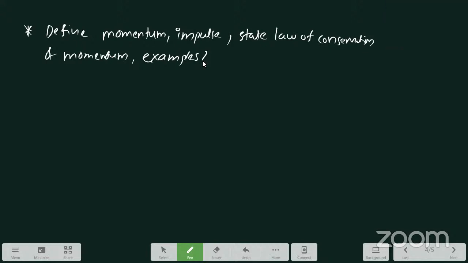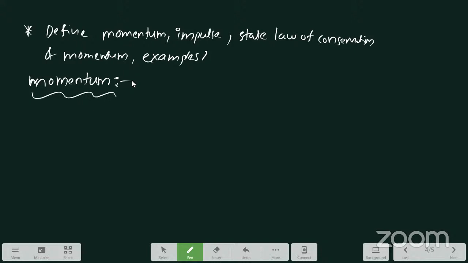In that, there are total 3 questions from laws of motion. One is define momentum, impulse, state the law of conservation of momentum, with examples. First, momentum. Define momentum, impulse, law of conservation of momentum with example.